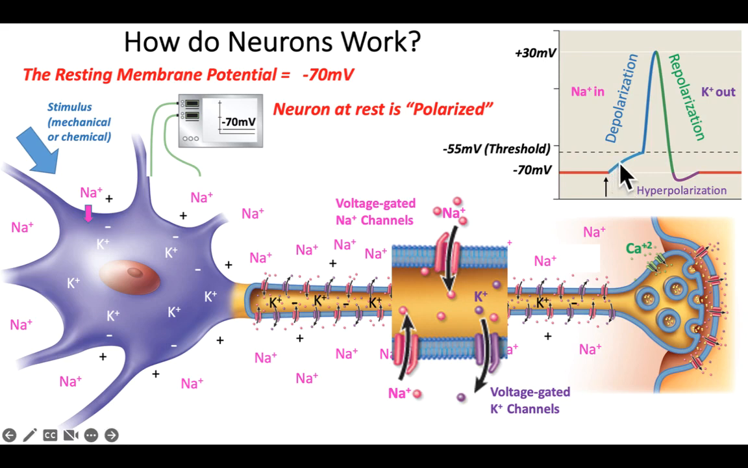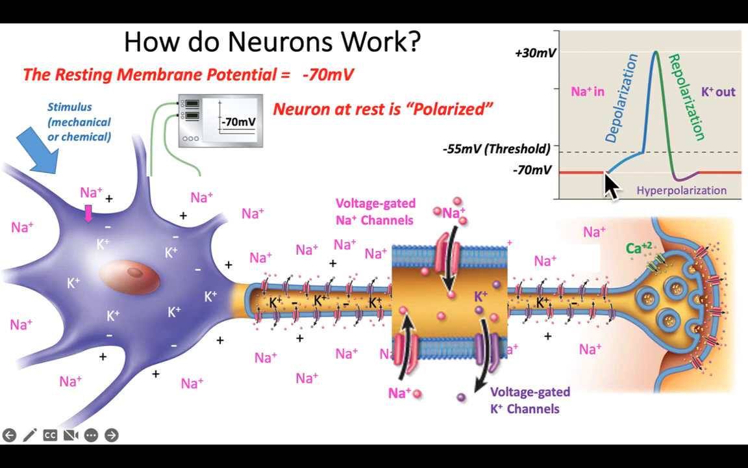Now, that process, whenever you go from negative up, is called depolarization. So why does that make sense? Well, if you're polarized at -70, but now you're bringing in positive, you're becoming less different, right? You're becoming less polarized. So we call that depolarization. Now, nothing's going to happen.